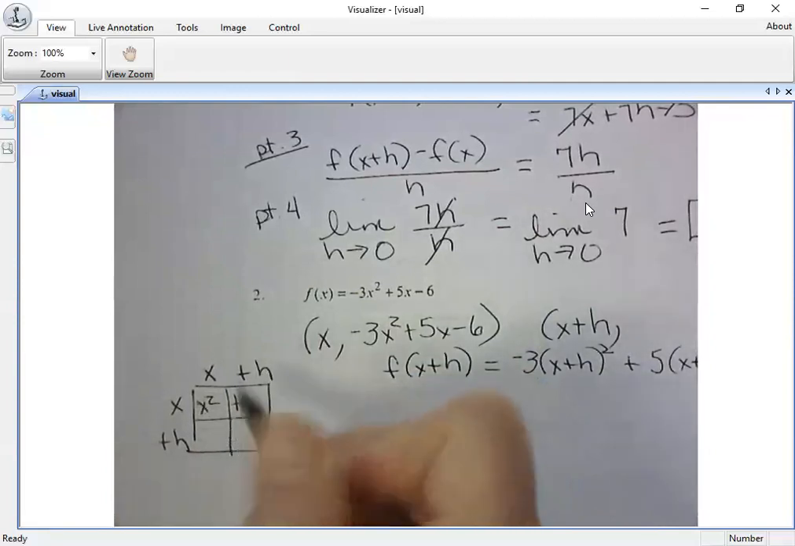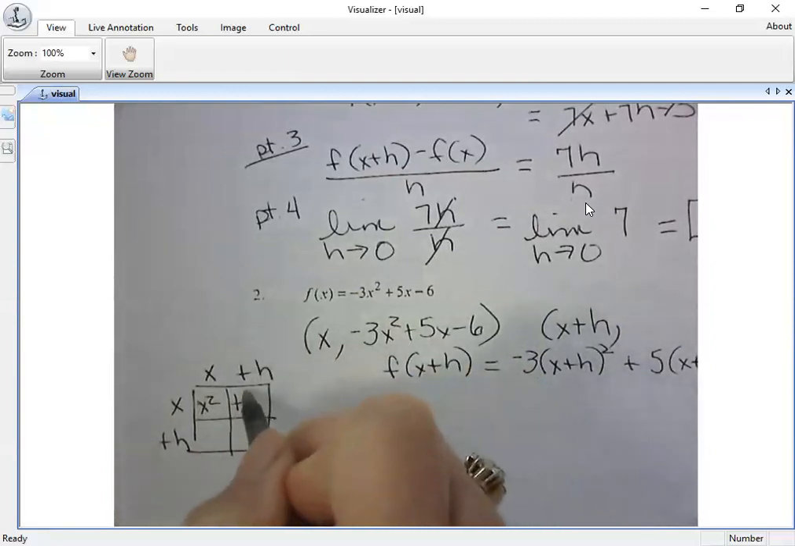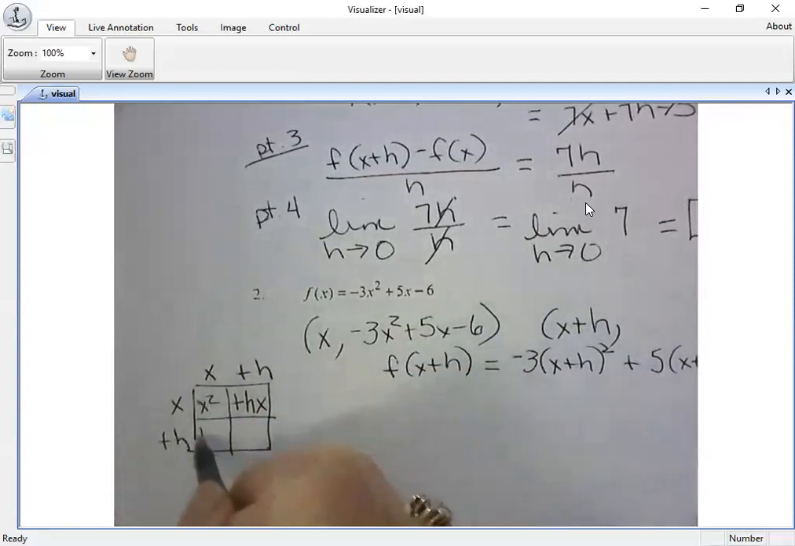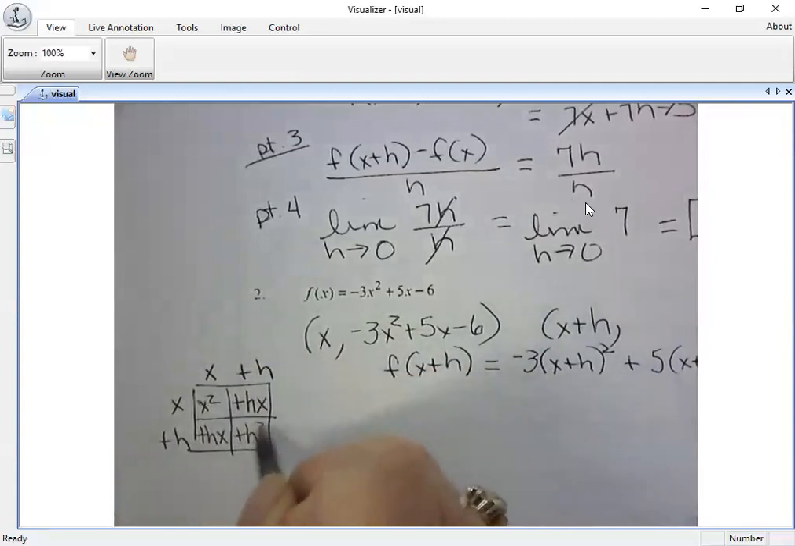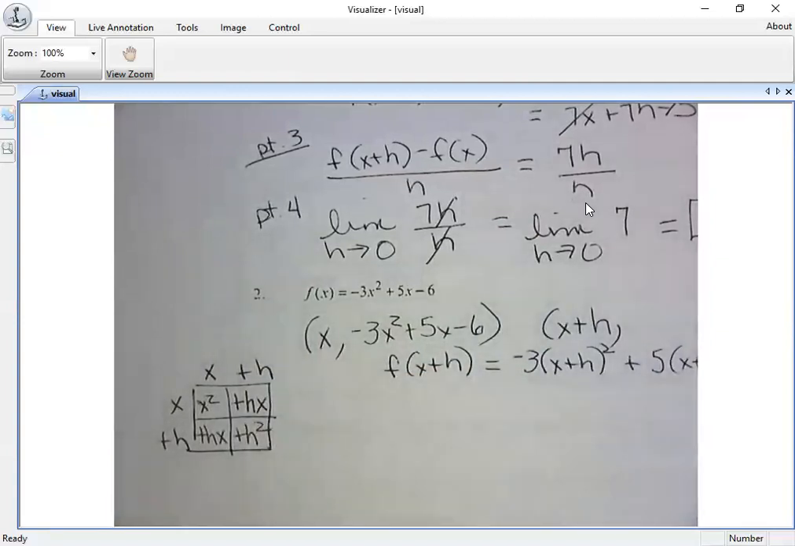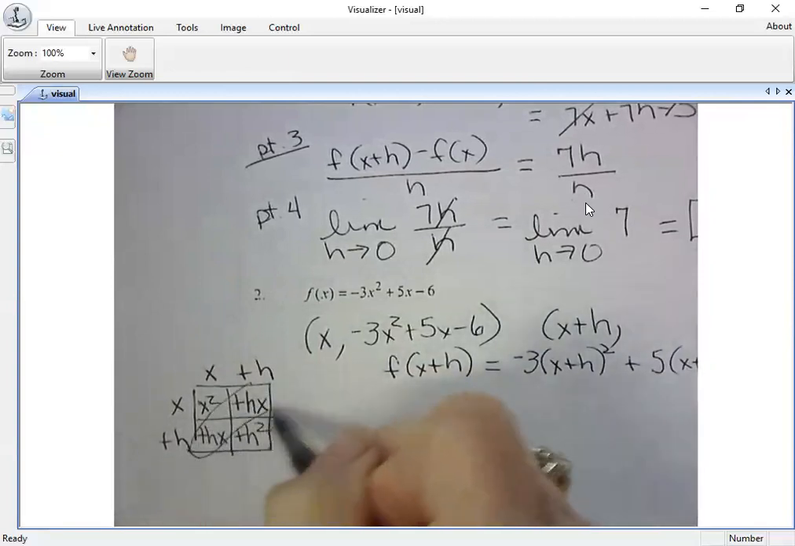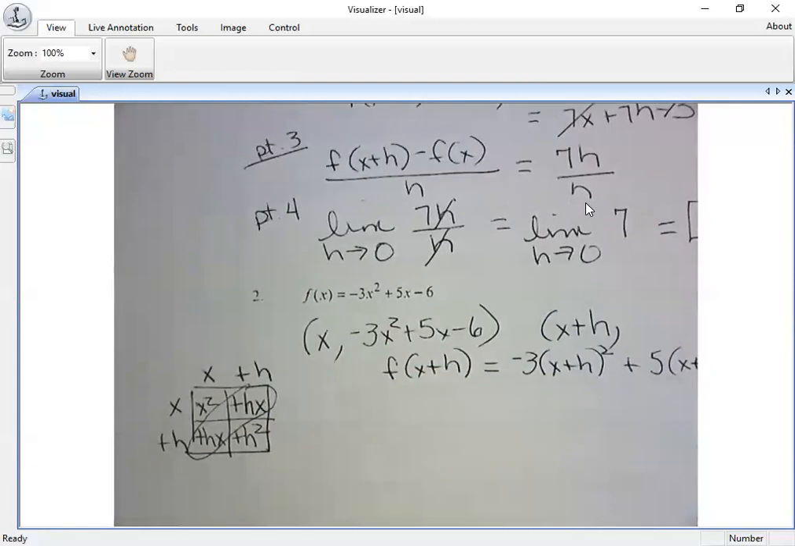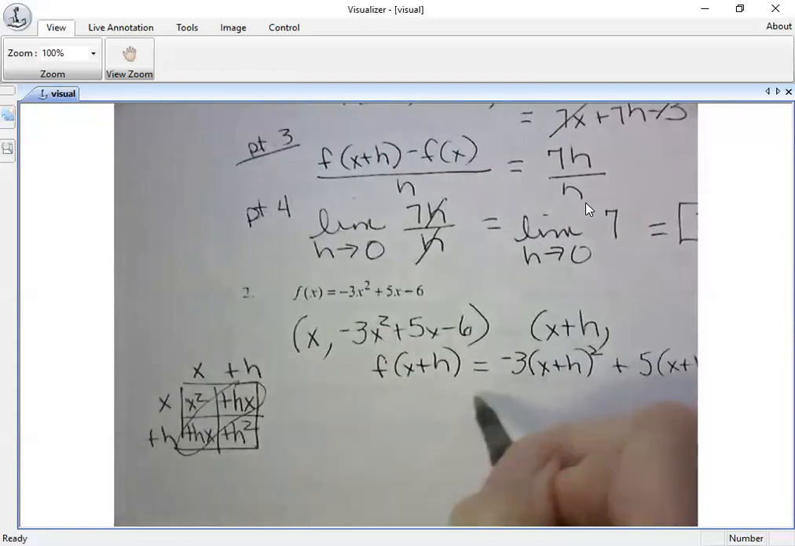What is an x times an h? It doesn't matter the order I write them in. I can put xh or I can put hx. I got another one of those right here. And then h times h is h squared. Now, if I have like terms, they're going to show up on the diagonal. Do these match? Yes, they do. So here's what I know.